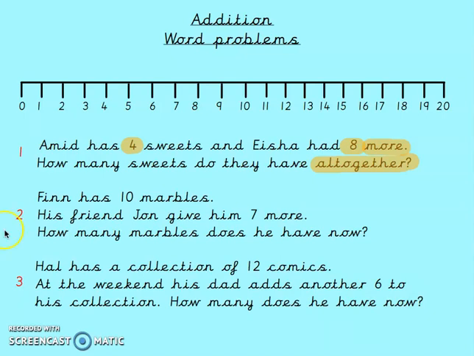Okay, question number 2 says, Finn has 10 marbles. His friend John gives him 7 more. How many marbles does he have now? Have a go, pause me, come back when you're ready for question 3.